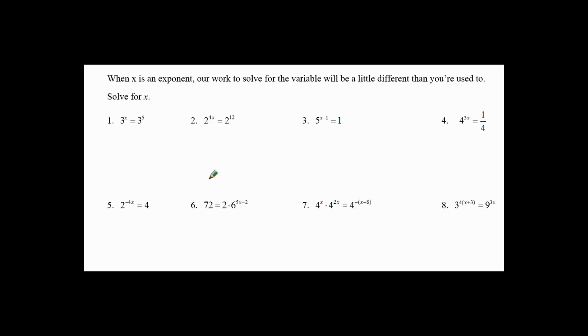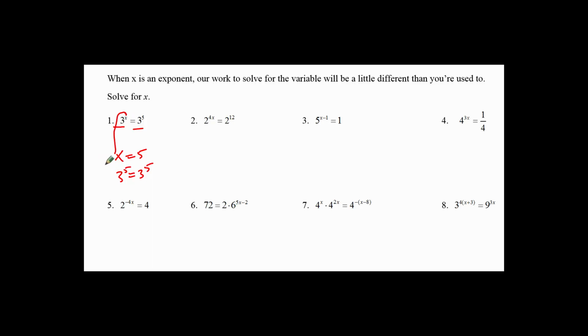Some of these problems are really focused on the idea that if you have two pieces of an equation equal to each other, and they have the same base, then they must have the same exponent. 3 to some power equals 3 to the 5th. That power had better be 5, right? 3 to the 5th equals 3 to the 5th. I would sure hope so, right?